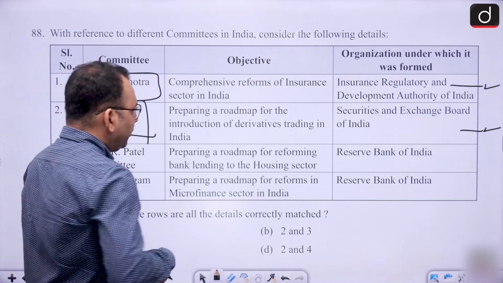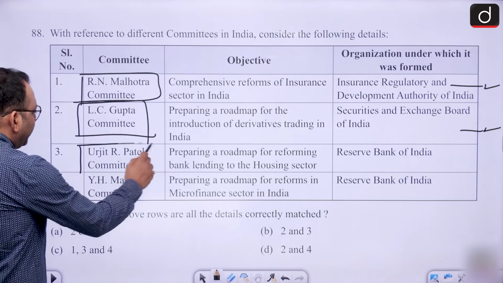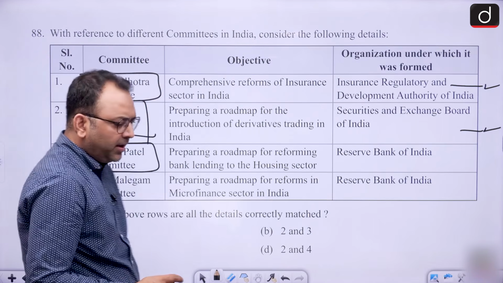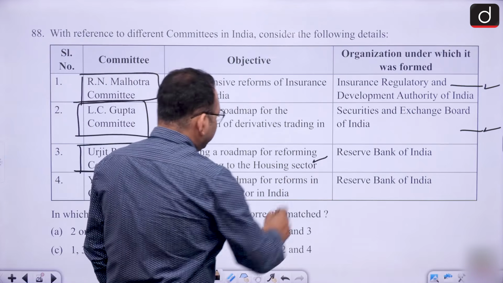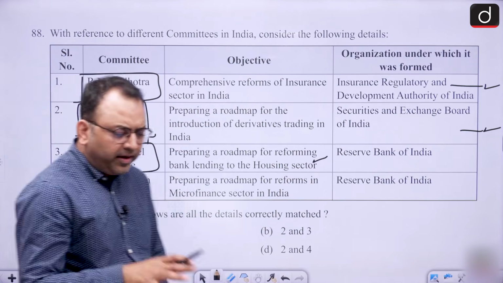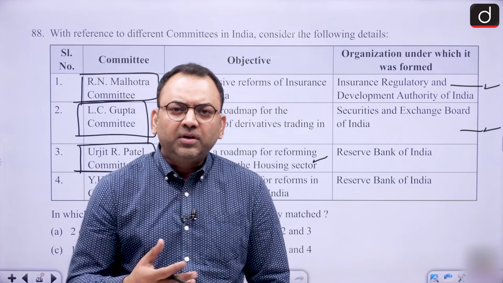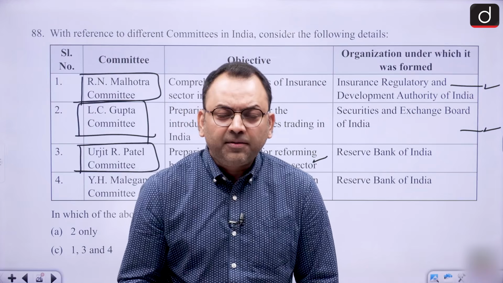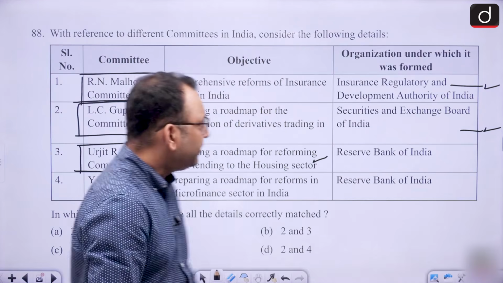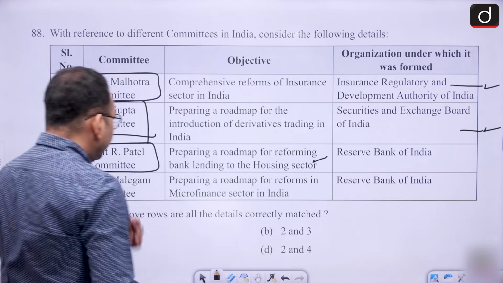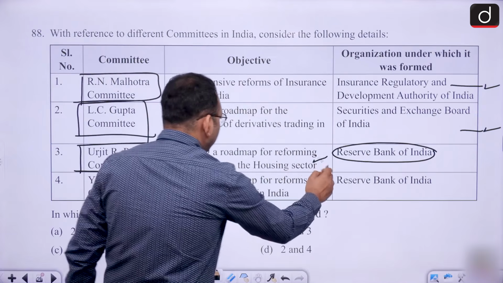Now you see one more thing. The Urjit Patel committee was formed not for the housing sector. It was actually created for monetary policy reforms. Under its recommendation, we saw the creation of the Monetary Policy Committee, which now decides the various rates like the repo rate. So this is correct, but the housing statement is not correct.